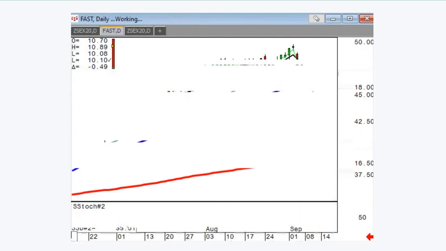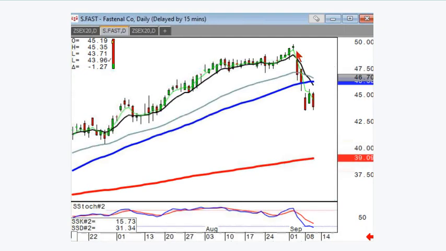Fastenal, there's your bearish best friend, doji down. If they trade this one lower, where do you think your next target is? Now that they failed the 50, probably all the way down here to the 200. So this is not rocket science.